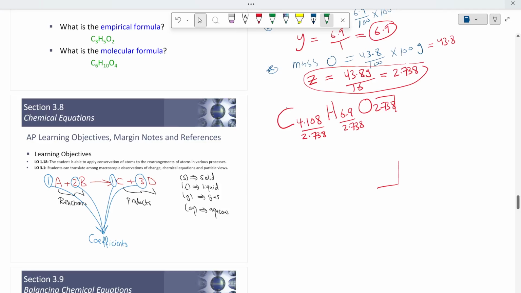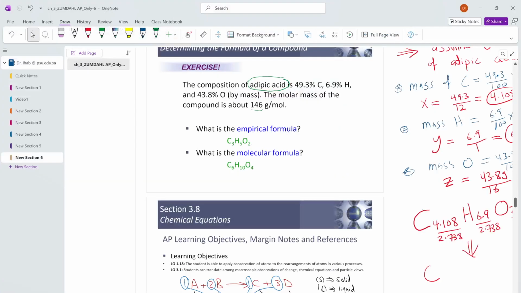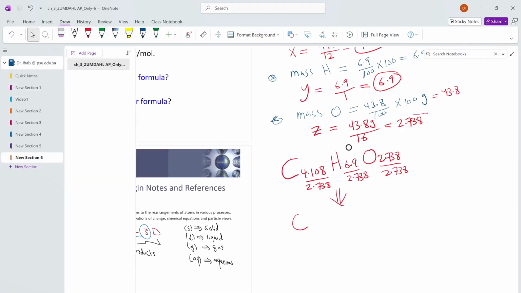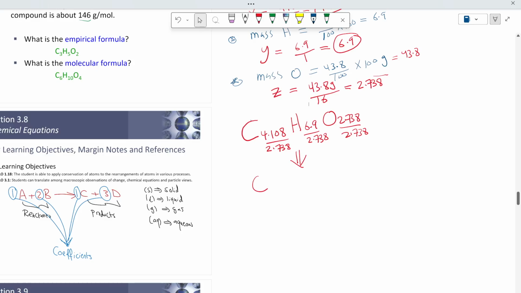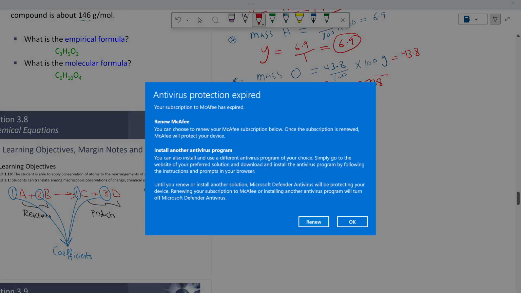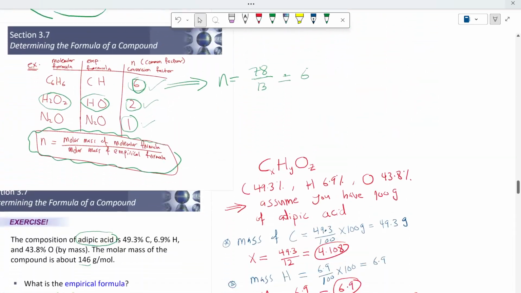2.738, and this is over 2.738. The results, when you divide them, this will be 4.108 over 2.738, it's 1.5. 6.9 over 2.73, this is 2.5, and for oxygen it's 1.